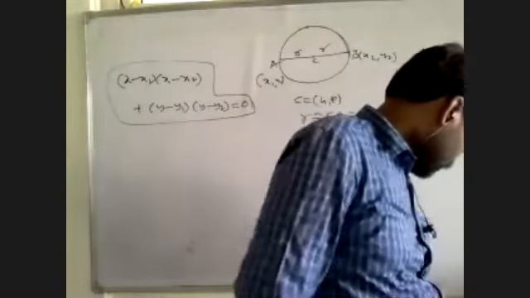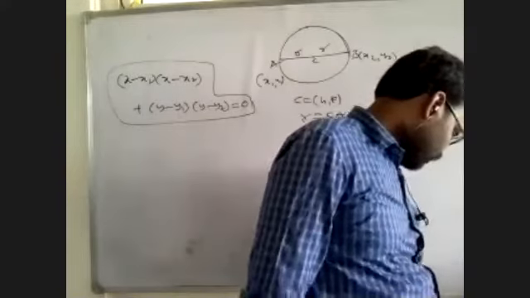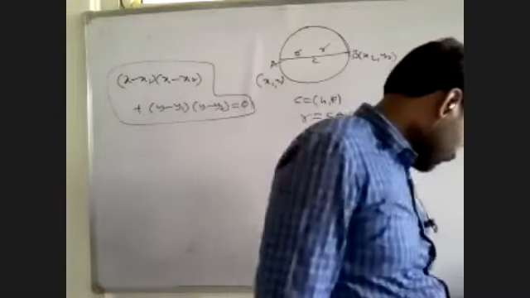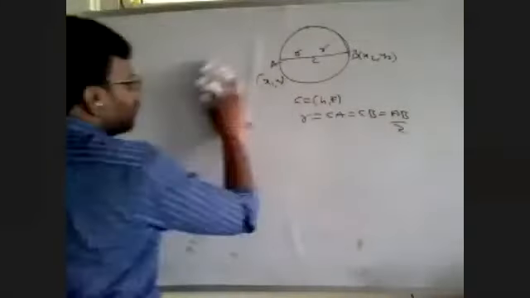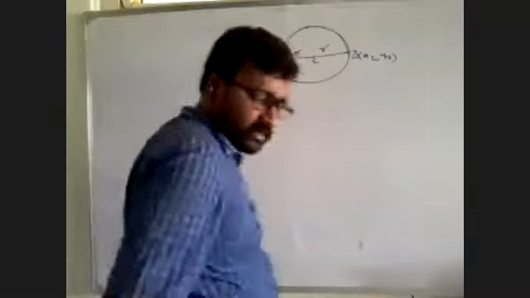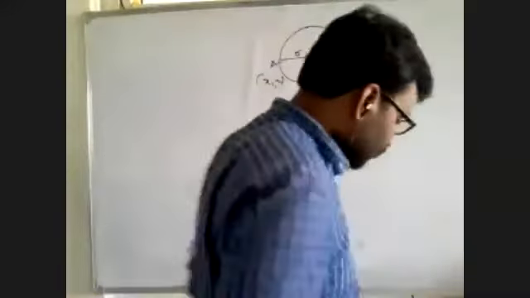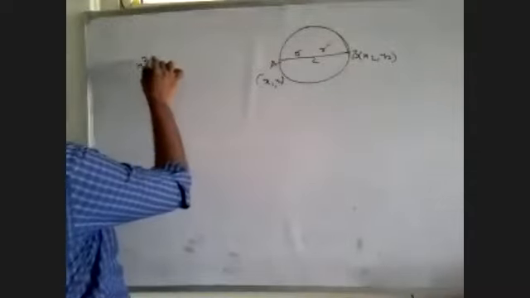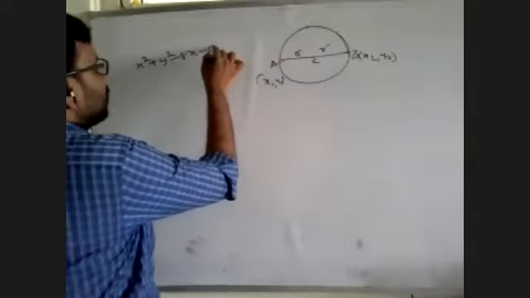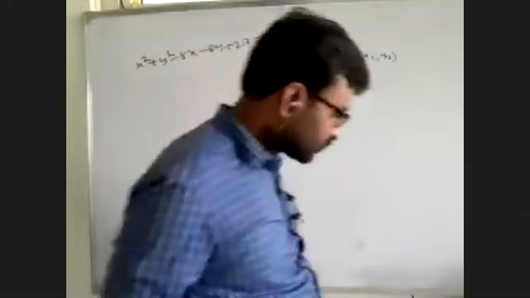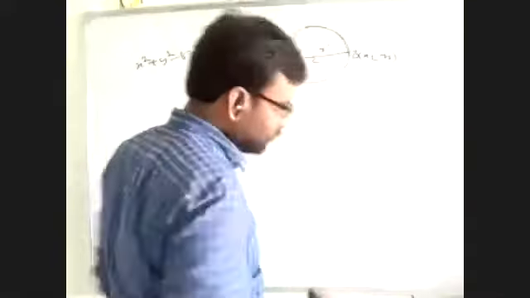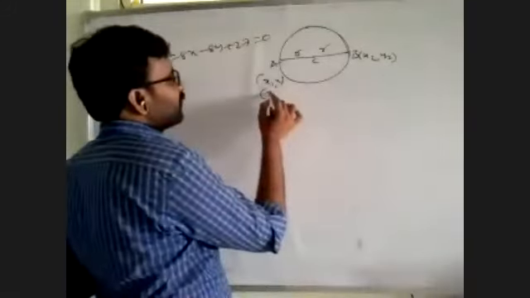Next, find the other endpoint of the diameter of the circle. Okay, I will tell one question and stop. The question is: find the other end of the diameter of the circle x square plus y square minus 8x minus 8y plus 27 is equal to 0, if one end of it is 2 comma 3.